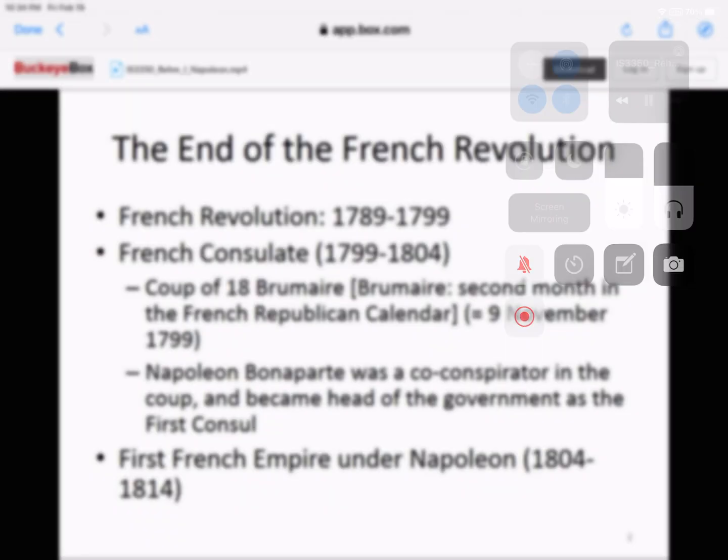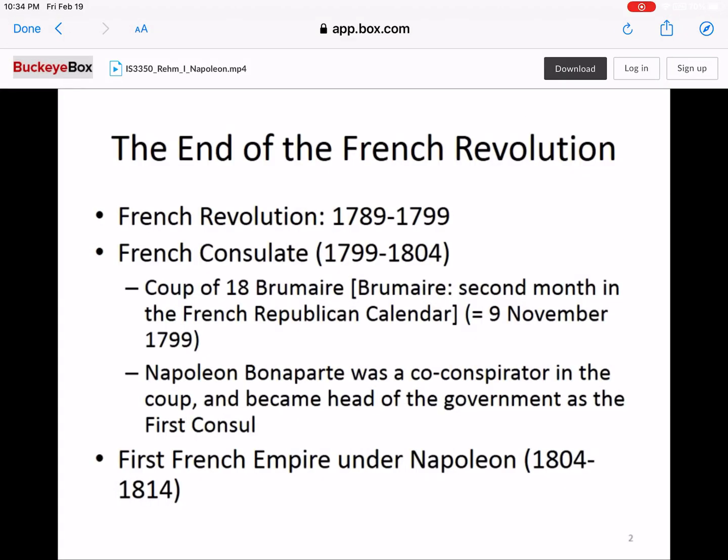1799, after 10 years, with a military coup that brings Napoleon to the helm of the government. And he consolidates his powers and becomes in 1804 the first emperor of the First French Empire.